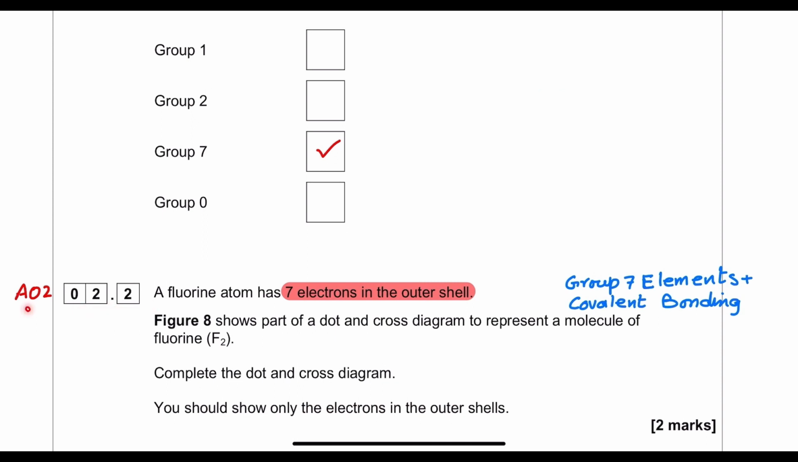2.2 is an AO2 question, and this question is from group 7 elements and covalent bonding. A fluorine atom has 7 electrons in the outer shell. Figure number 8 shows the part of a dot and cross diagram to represent a molecule of fluorine, F2. Complete the dot and cross diagram. You should show only the electrons in the outermost shell.